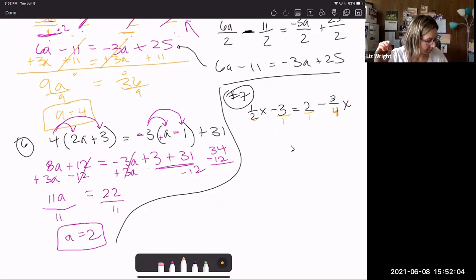You should be getting x equals 4. Hopefully that's what you're getting. All right. We should be getting, we're going to multiply every term by 4. That's our least common denominator.